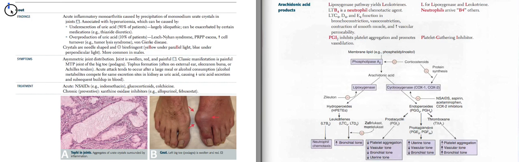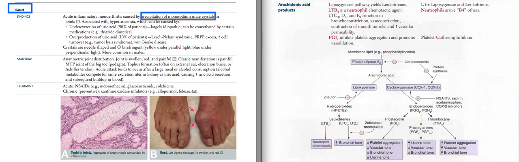Okay, so let's start off here with gout. Now, gout is a very high-yield pathology, and it's a monoarthritis that is caused by precipitation of monosodium urate crystals, okay? And the practice tests want us to know that because this sets it apart from its counterpart, pseudogout, whose symptomatology is actually brought upon by precipitation of calcium pyrophosphate crystals.